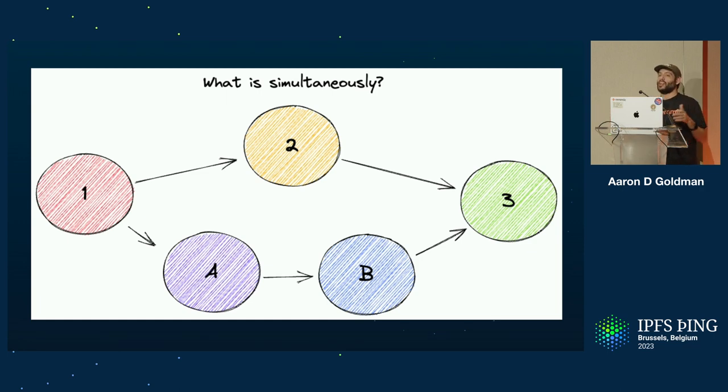So I can say, I'm going to put these things in order by where they appear in the Merkle tree, or I could say I'm going to put them in order by what is the hash. So if I was trying to order this particular set of events, I could do 1, 2, AB3, or 1, AB2, 3. And those are equally valid.